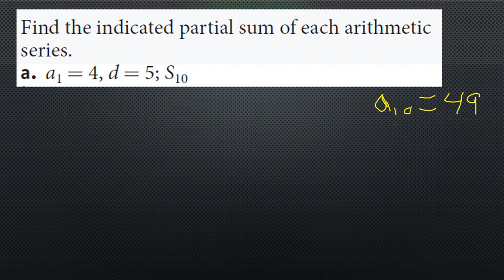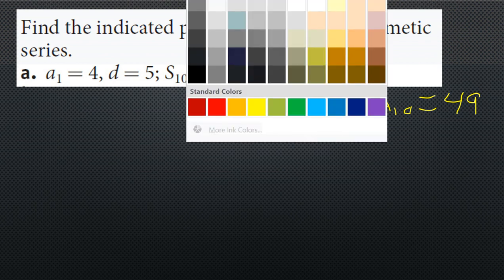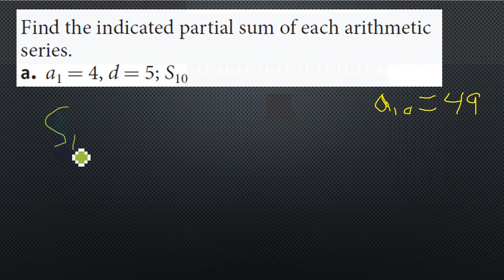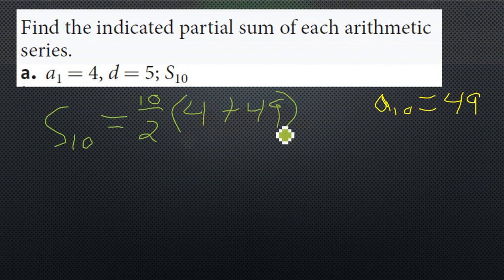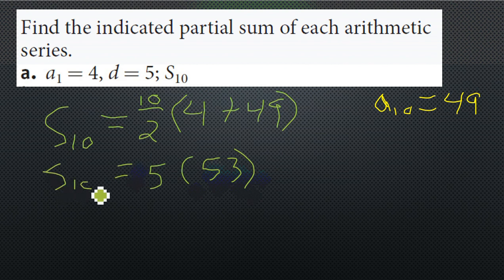Okay, so now that we have A10, we can go forth and use Gauss's formula. And we're finding the sum of the first 10 terms. So we're going to have S10. And of course, n is the number of terms we're adding together. And we're adding 10 terms together, which makes 5 pairs of terms. We put our first term here, which is 4, our last term here, which is 49, and then we just follow our order of operations. In this case, we have 10 divided by 2 is 5, and over here in parentheses, we have to do that first, is 53, and S10 is 5 times 53, and 5 times 53 is 265, so we'll say S10 is 265.